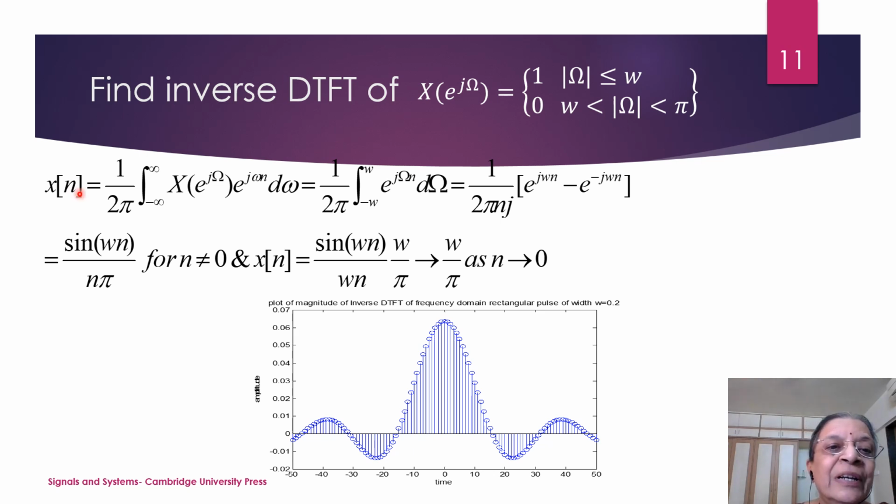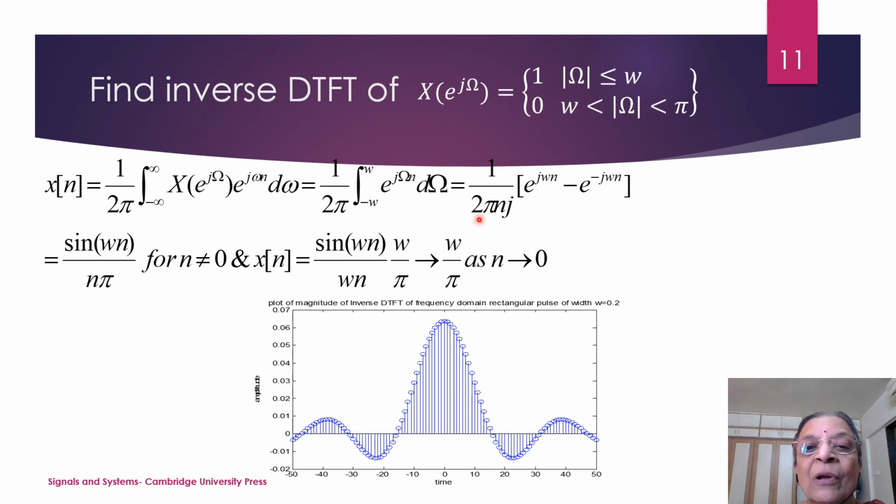So how do I recover xn? Xn is equal to 1 upon 2 pi, that is the period, integration minus infinity to infinity X of e raised to j omega, e raised to j omega n, d omega. Why this integration from minus infinity to infinity? Because it is a continuous spectrum, so it is the integration here. So 1 upon 2 pi integration minus w to w, because the spectrum exists only between minus w to plus w, e raised to j omega n d omega.